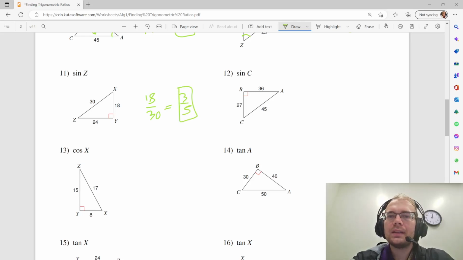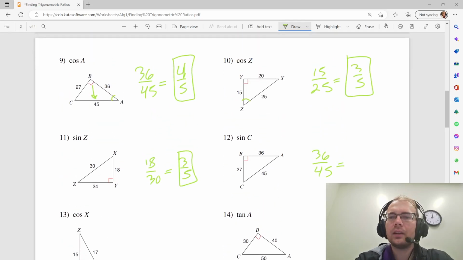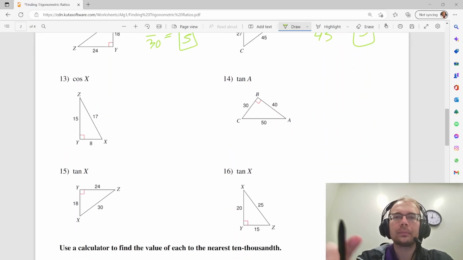All right, sine c. Here's c. So 36 over 45. Both of those divide. I literally just did this, I think. I did. It was 4/5. Look at that. A lot of overlap in some of these answers.